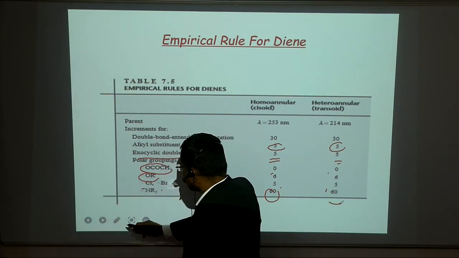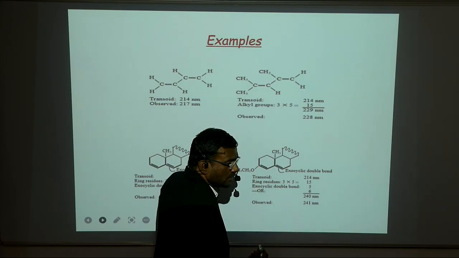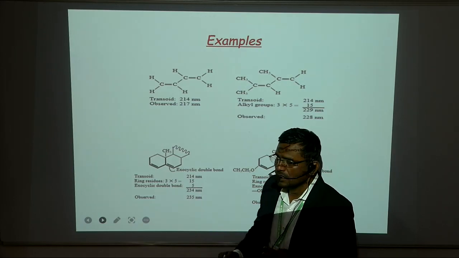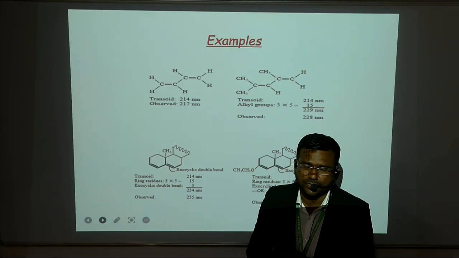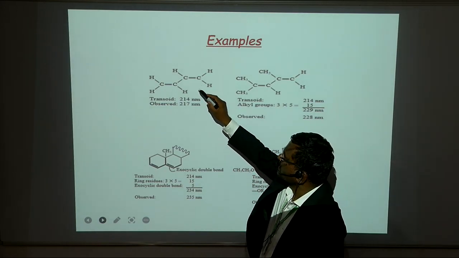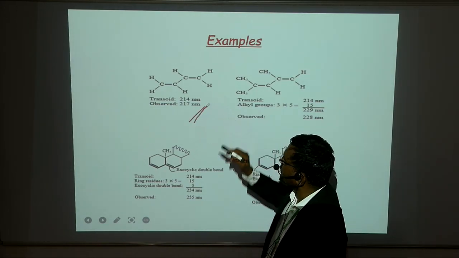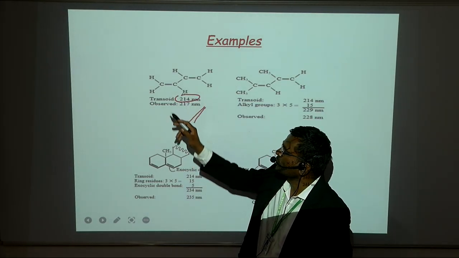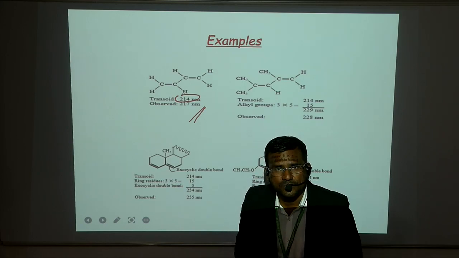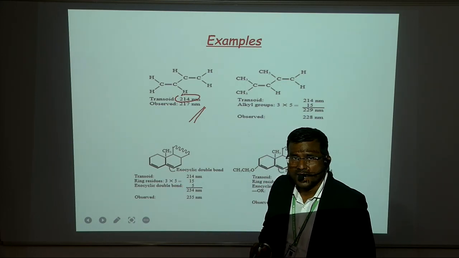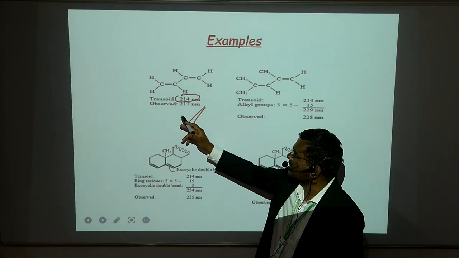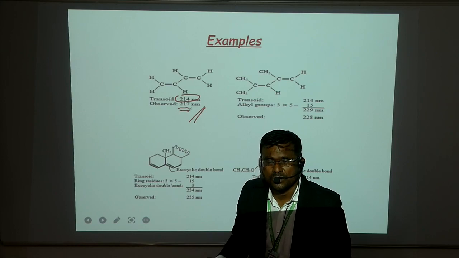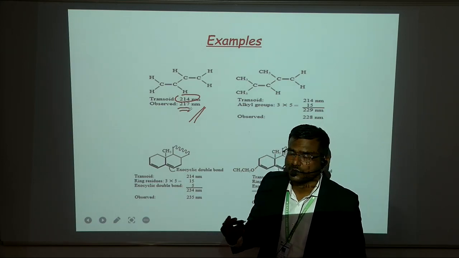Okay. Now next. By applying this rule to the examples, we will get clarification of the Woodward-Fieser rule. Look at here, this is the transoid. First example is the transoid compound in front of you. And we know that for the transoid, the base value is 214. So 214 is the calculated value, and look at here, the observed value is 217, which is very close to the calculated value. So this is the benefit of the Woodward-Fieser rule.